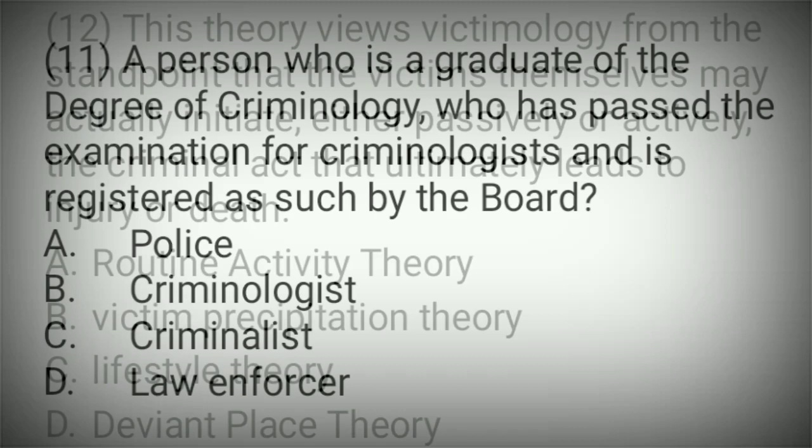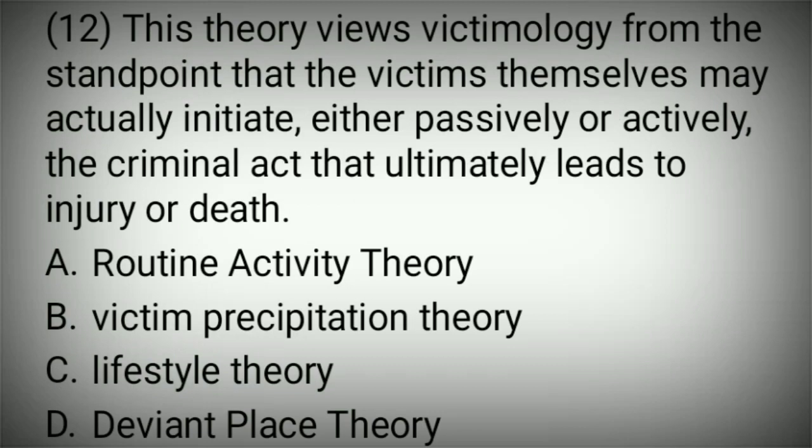Number 12. This theory views victimology from the standpoint that the victims themselves may actually initiate, either passively or actively, the criminal act that ultimately leads to injury or death. Letter A, Routine activity theory. Letter B, Victim precipitation theory. Letter C, Lifestyle theory, or letter D, Deviant Place Theory.